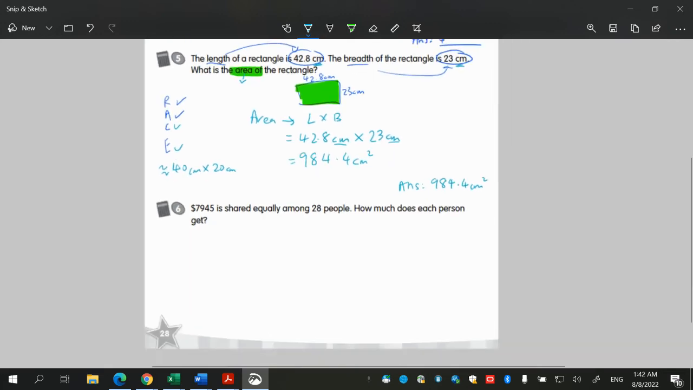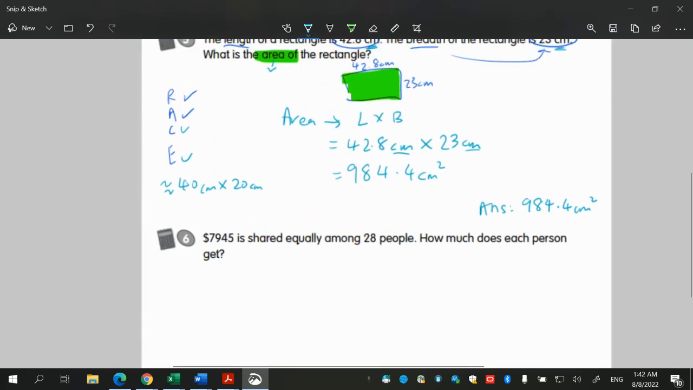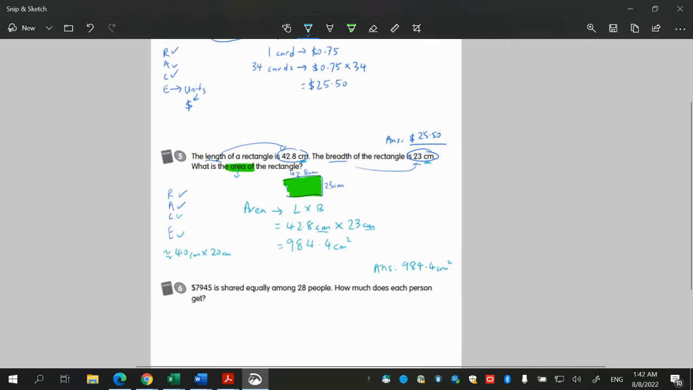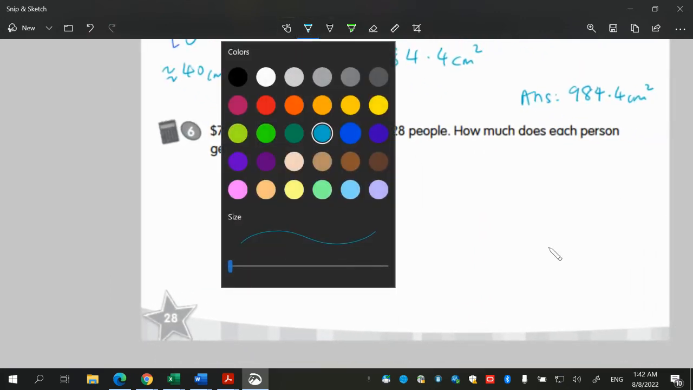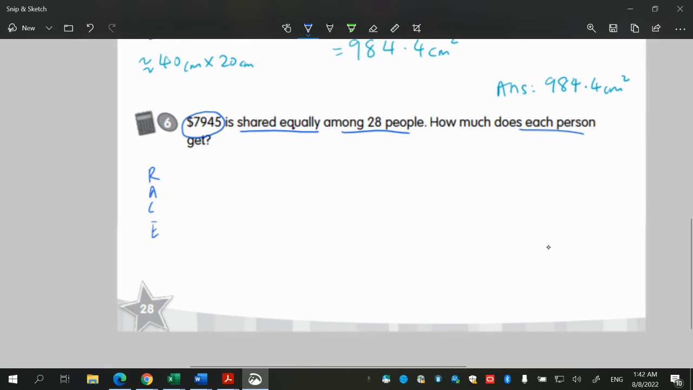Okay, very quickly move on to the last question here. Checking how much time you're spending on each question, coupled with the annotation, the writing clarity, and the units involved. Last one. Now you have the next one. $7,945 shared equally among 28 people. How much does each person get?